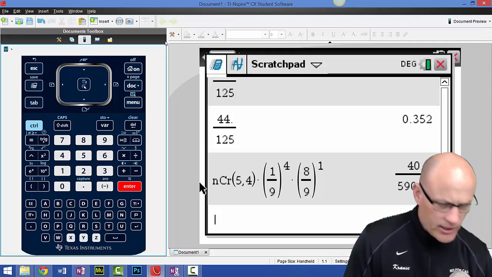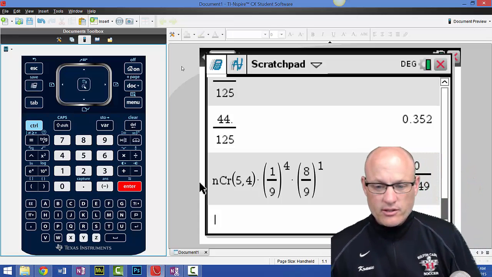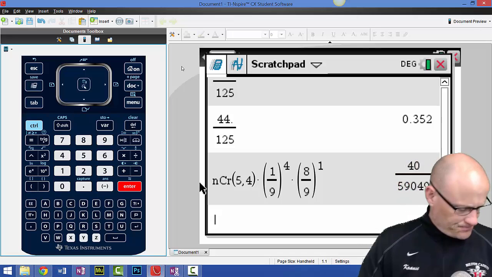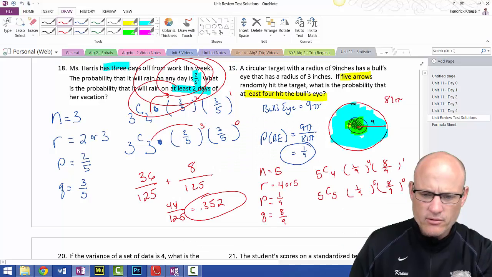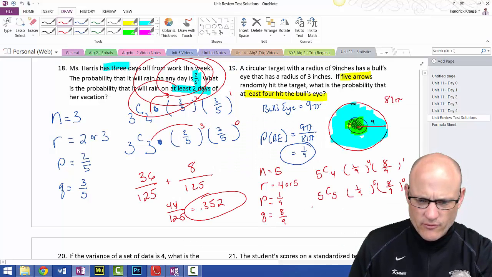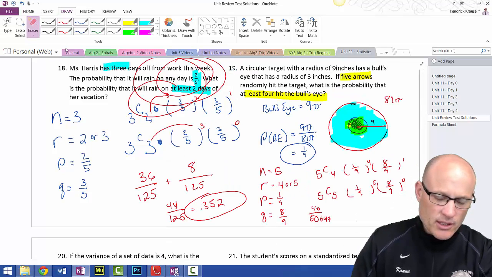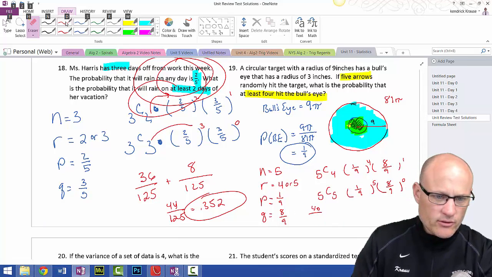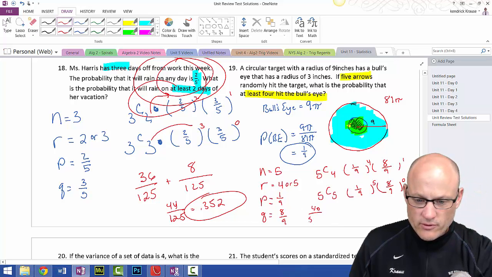One over 9 to the 4th, 8 over 9 to the 1st. I'm going to just put it in my calculator wrong. That's 40 over 59,049. I don't know what I did before. So my first one is 40 over 59,049.